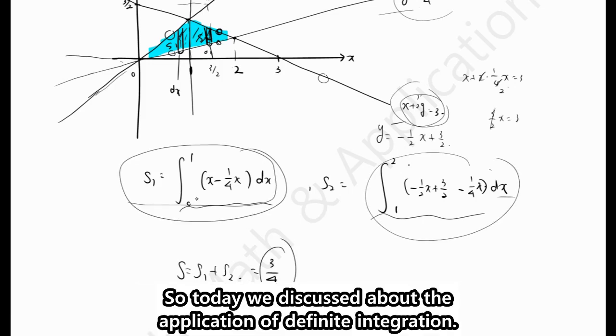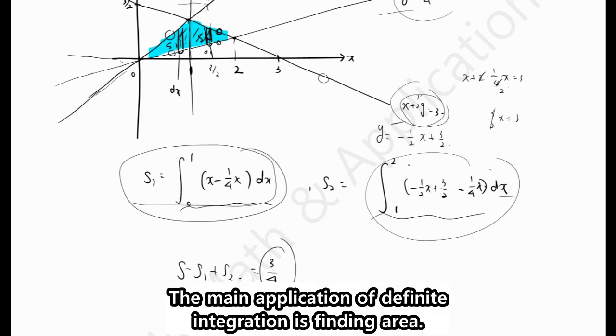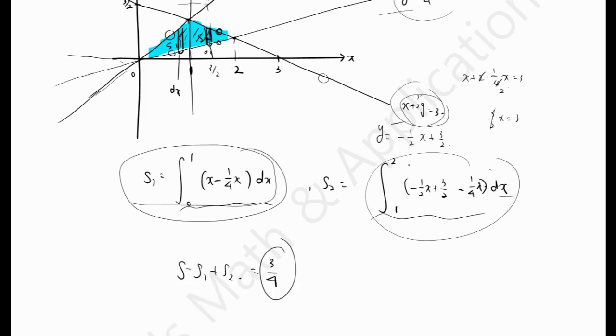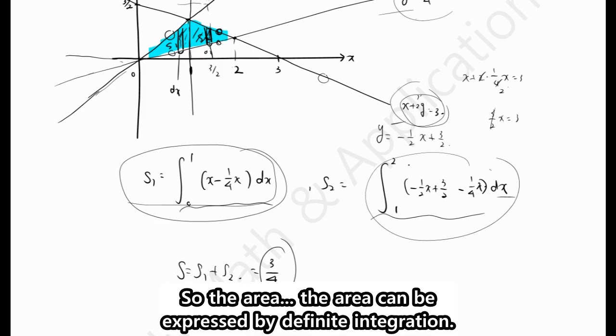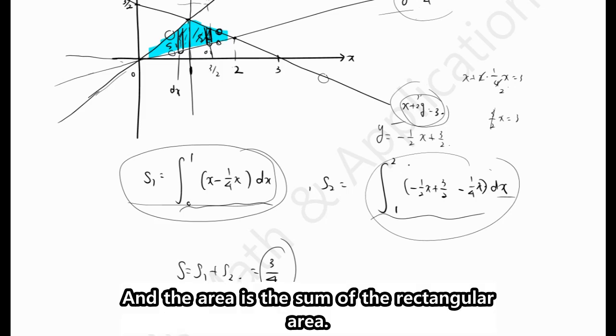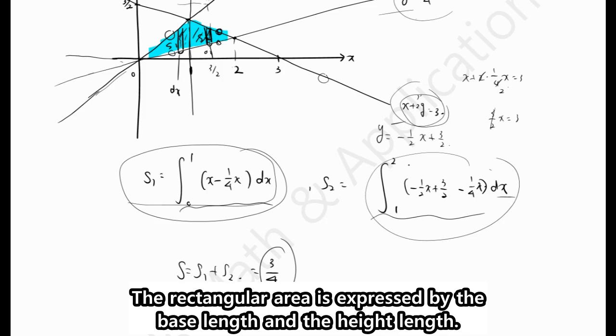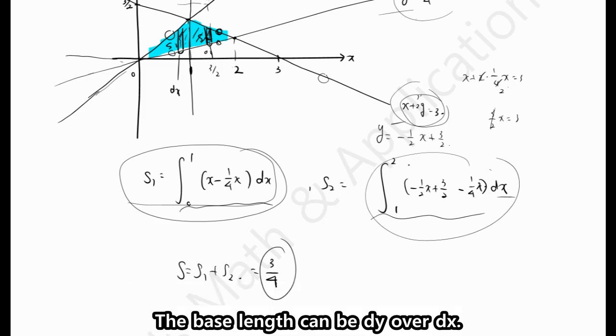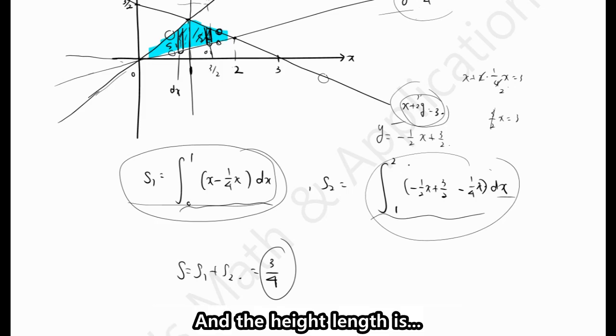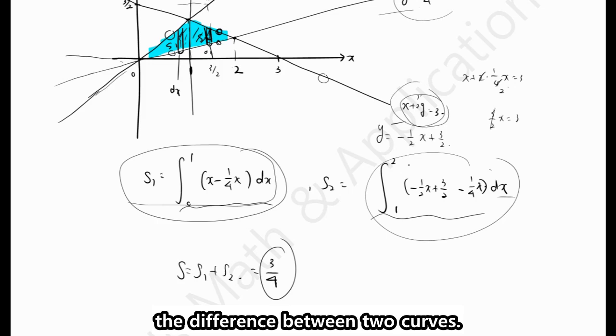So today we discussed the application of definite integration. The main application of definite integration is finding area. The area can be expressed by definite integration, and the area is the sum of subrectangular areas. A subrectangular area is expressed by the base length and the height length. The base length can be dy or dx, and the height length is the difference between two curves.